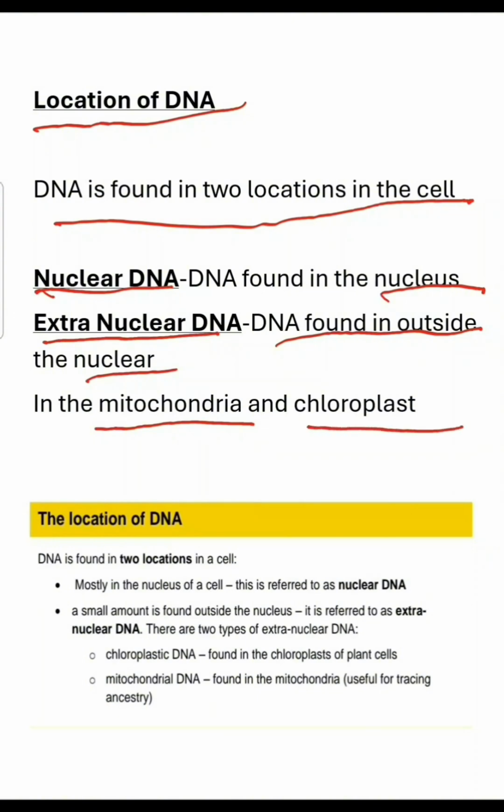Most of the DNA is found in the nucleus, known as the nuclear DNA. Then just a small amount of DNA is found outside the nucleus, known as extranuclear DNA. The DNA found in the chloroplast is known as chloroplastic DNA, and the DNA that is found in the mitochondria is known as mitochondrial DNA. And you should also master the location of DNA, because they'll often ask you this question in the exam.